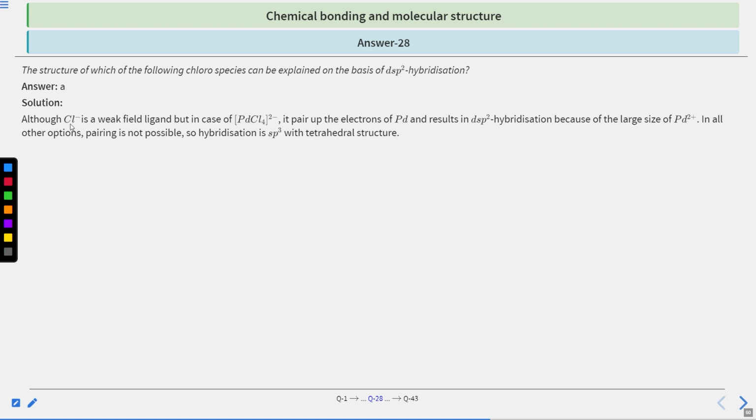Okay, so the correct answer will be option A. Although Cl negative is a weak field ligand, in the case of PdCl4 2 negative, it pairs up the electrons of palladium and results in dsp2 hybridization because of the large size of palladium 2 plus. In all other options, pairing is not possible, so hybridization is sp3 with tetrahedral structure. Hence, option A will be the correct answer.